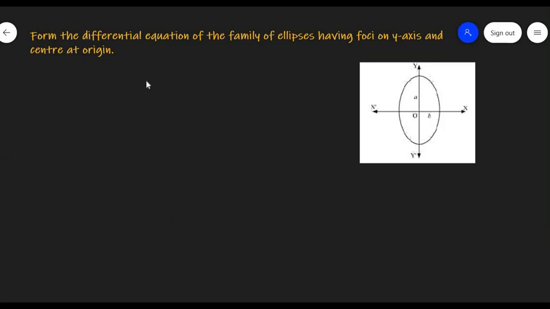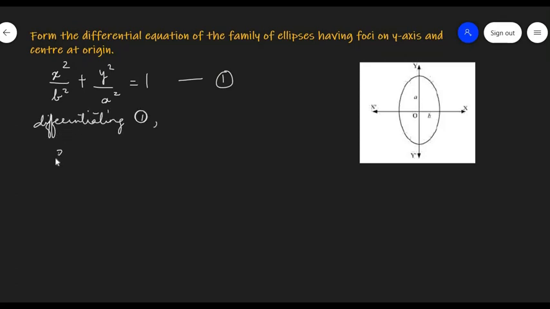We know that the equation of an ellipse having foci on the y-axis is given as x square upon b square plus y square upon a square equal to 1, where a is the distance from 0 to the end of the ellipse. So we have two arbitrary constants here and we need to eliminate these two to get the differential equation. So the differential equation will be of order 2. So let's start differentiating.